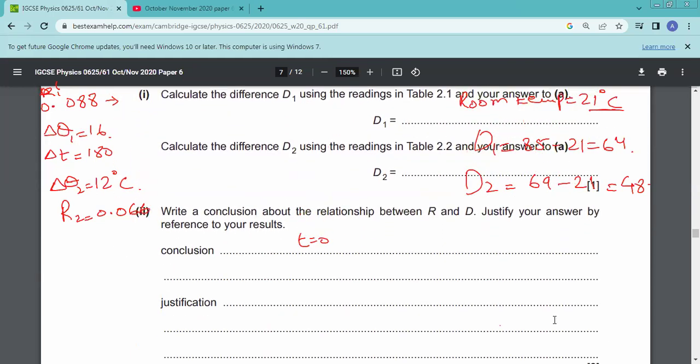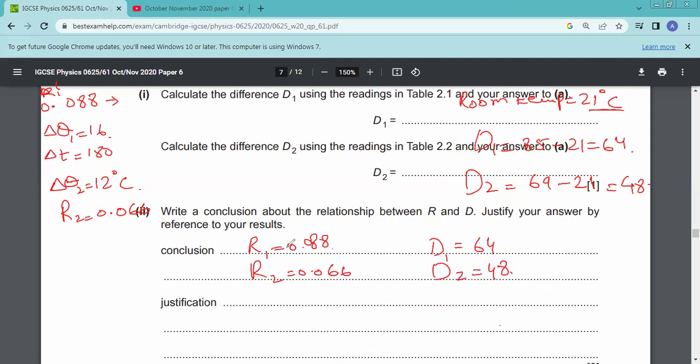Now at the last, we have to write a conclusion about the relationship between R and D. Basically, R is the rate of cooling and D is the difference in the temperature. So D1 is 64 and rate of cooling R1 is 0.088, and R2 is 0.066 and D2 is 48.